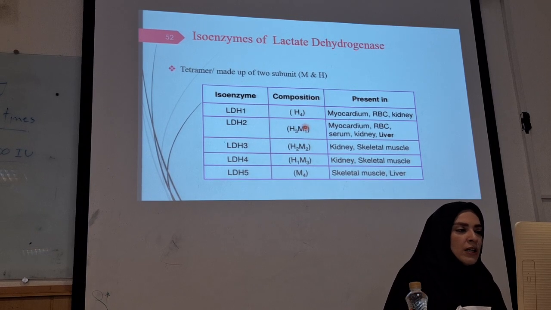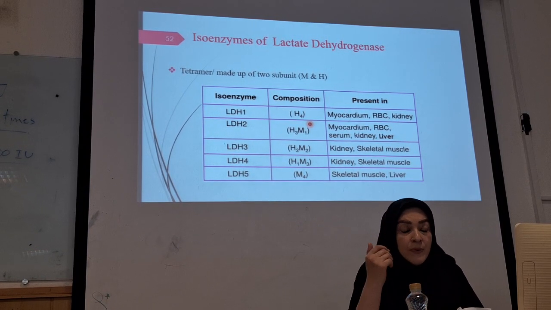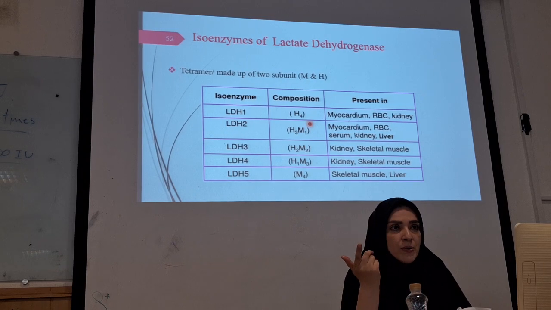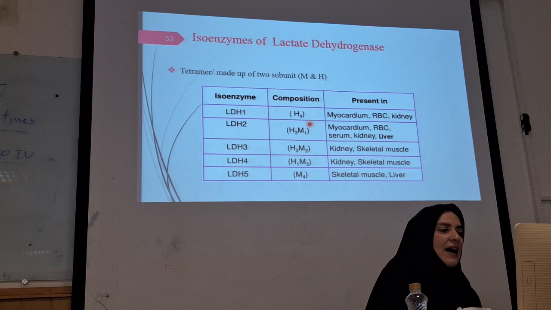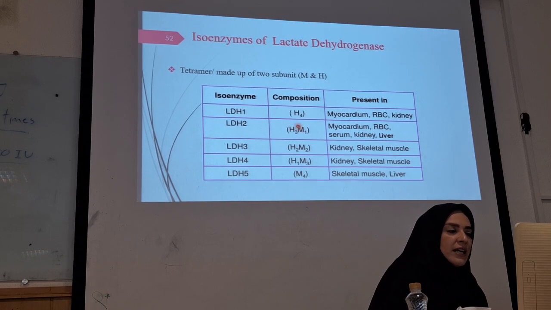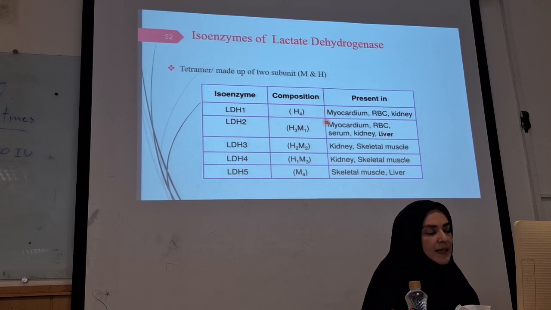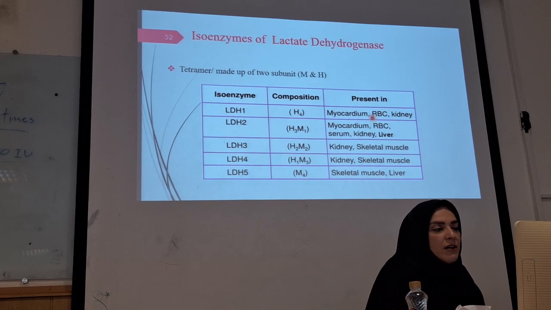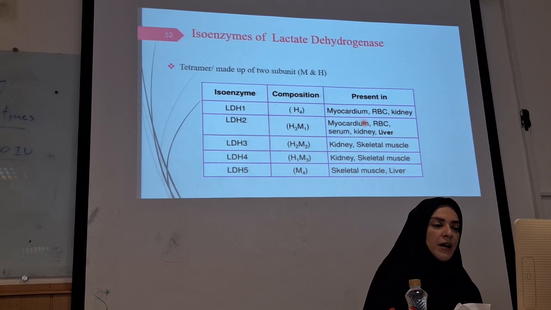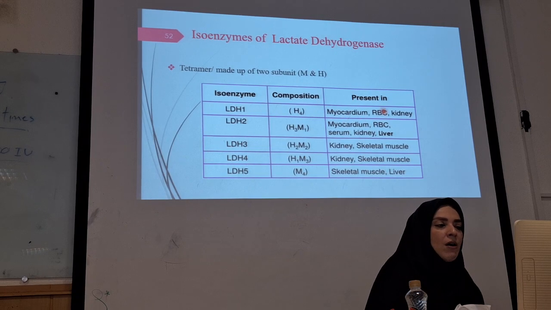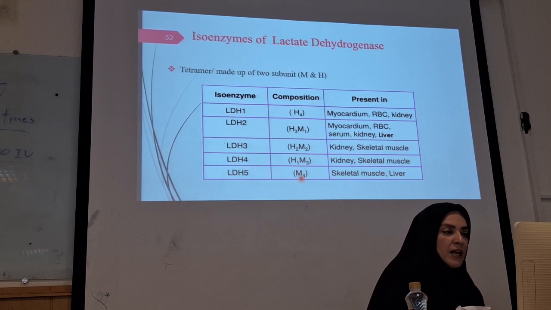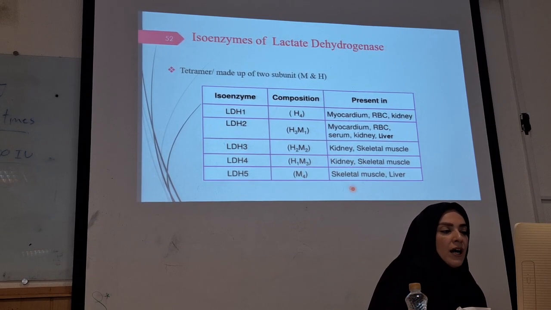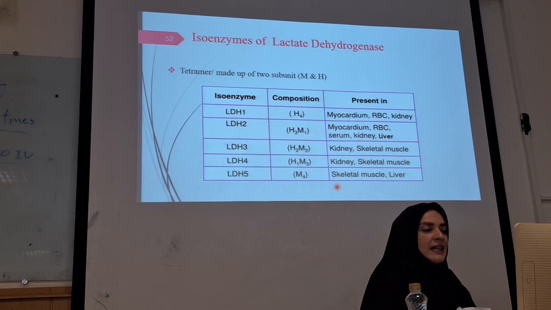We have actually two isoforms. We have two subunits. One of them is H, for heart, and also we have M. H is for heart, as we expect. We have a high concentration, especially in the myocardium. Not only in the myocardium, but also in the RBC and in the kidney. And about the M4, because as you can see here, we have a different combination of subunits, we can find it especially in the skeletal muscles and the liver.